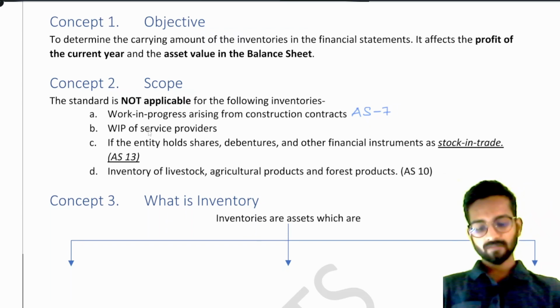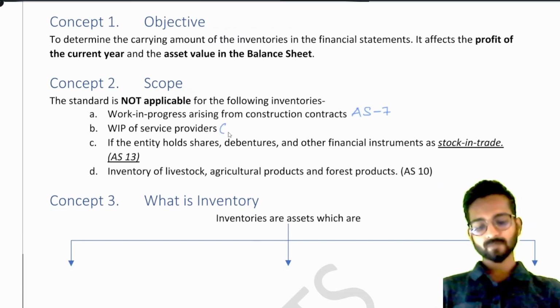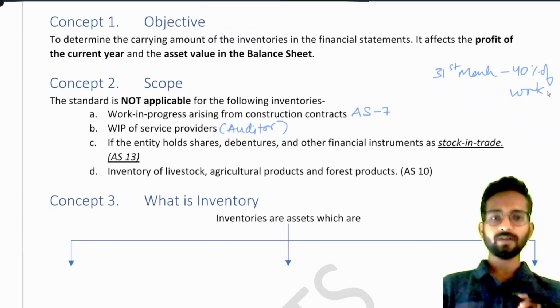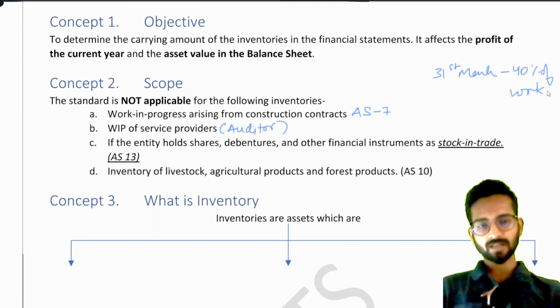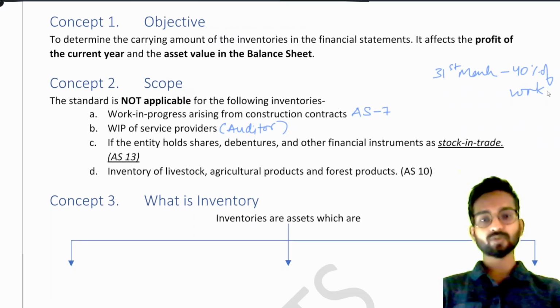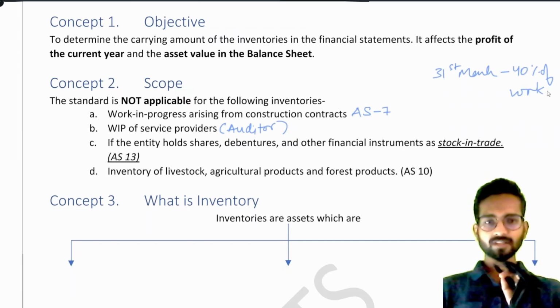Then work in progress, WIP, of service providers. What is that? Suppose you are an auditor, auditing some company, and as on 31st March, you have completed 40% of your work. But now, how will you write it in the balance sheet as inventory? You have already checked the profit and loss, you have checked the bank balance. You cannot value those items. That's why it is impossible to show work in progress or inventory for a service provider. Service providers are providing services. They are not in the selling or manufacturing of goods, so inventory will not appear for them.